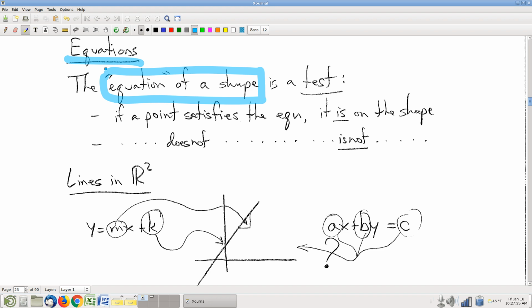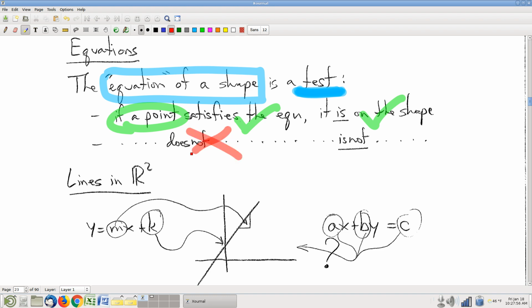Here's what it means. An equation of a shape is a test. It's a way to test points. If you come to me with a point, and if it satisfies the equation, that means that it is on the shape. And on the other hand, if that point does not satisfy the equation, then it is not on the shape. It's a point tester. Everybody on board? Just to have that for the record.